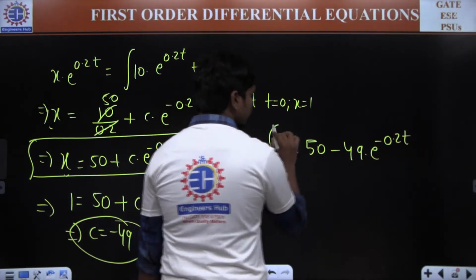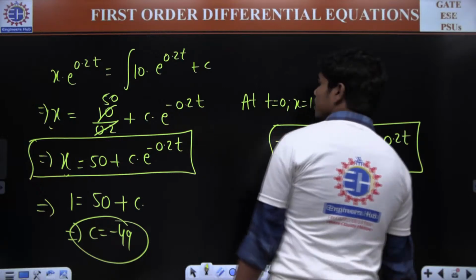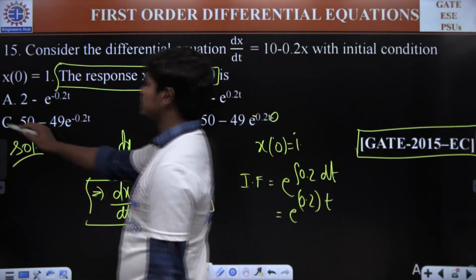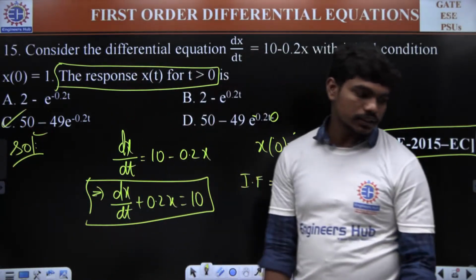Is this option present in any of the cases? 50 minus 49 into e power minus 0.02 t. This is the correct answer.